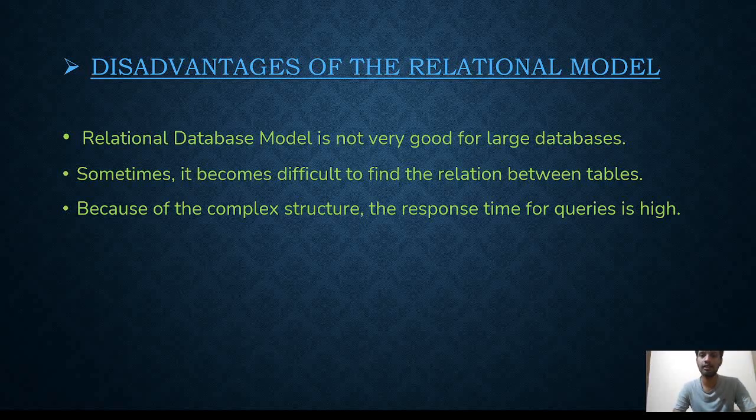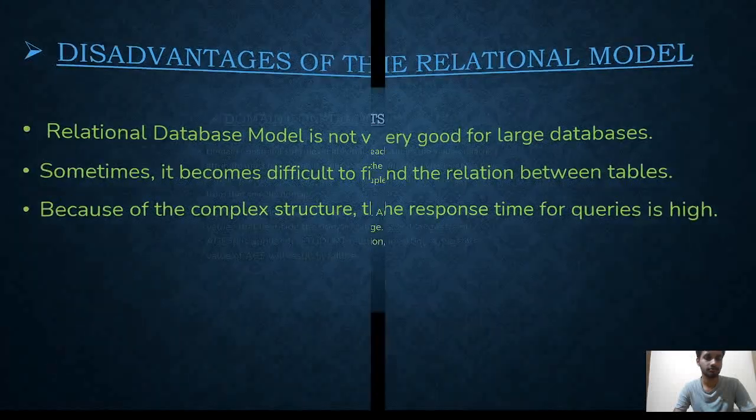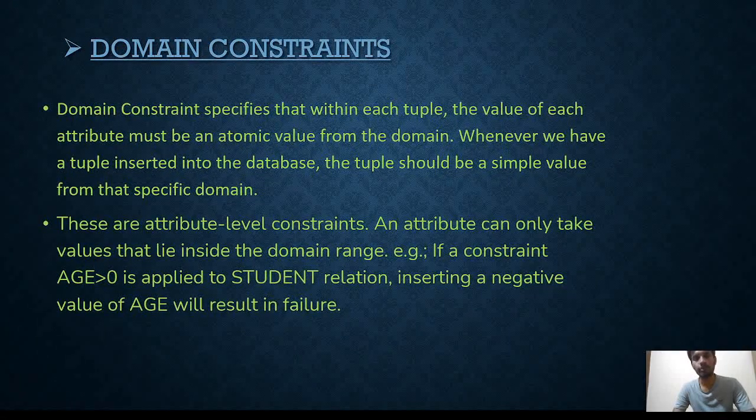Sometimes it becomes difficult to find the relation between the tables. Because of the complex structure, the response time for queries is very high. Queries are nothing but the questions you ask. Like you see a certain table and then you ask for the phone numbers of all the students there. For example, if you want Ram's phone number, you can ask a query for that, and you can extract that certain data from the relational model with the help of queries. That's what it is.